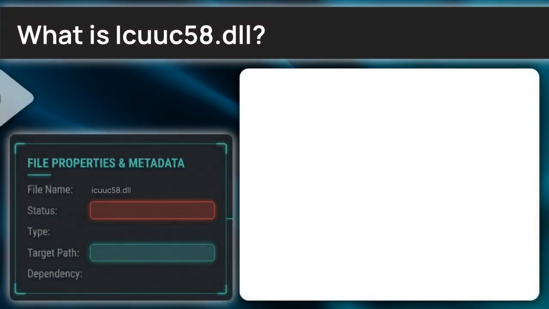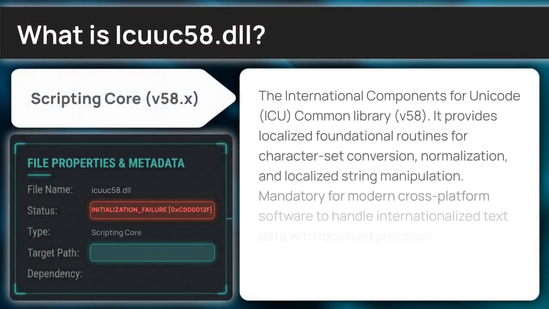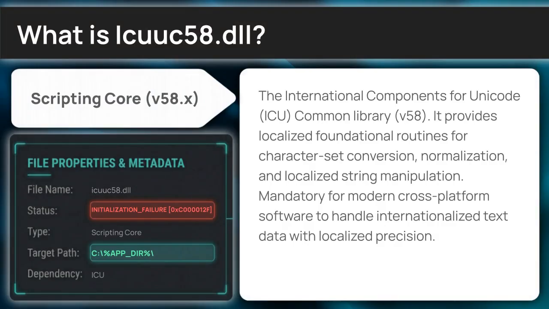This is the icuuc58 library, the International Components for Unicode, ICU, Common Library, v58. It provides localized foundational routines for character set conversion, normalization, and localized string manipulation, mandatory for modern cross-platform software to handle internationalized text data with localized precision.